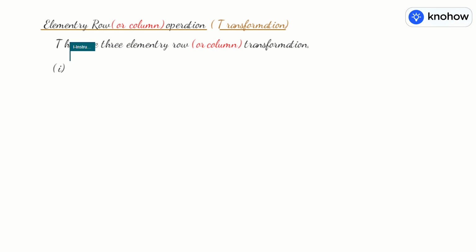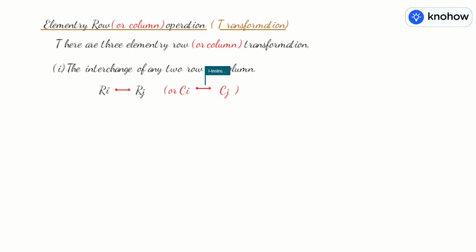Number 1, interchange of any 2 rows. First is interchange of any 2 rows, or if we are working with columns, then columns. That is, any row Ri may be interchanged with Rj. This is the symbol, or maybe any column Ci be interchanged with Cj, whatever is required.